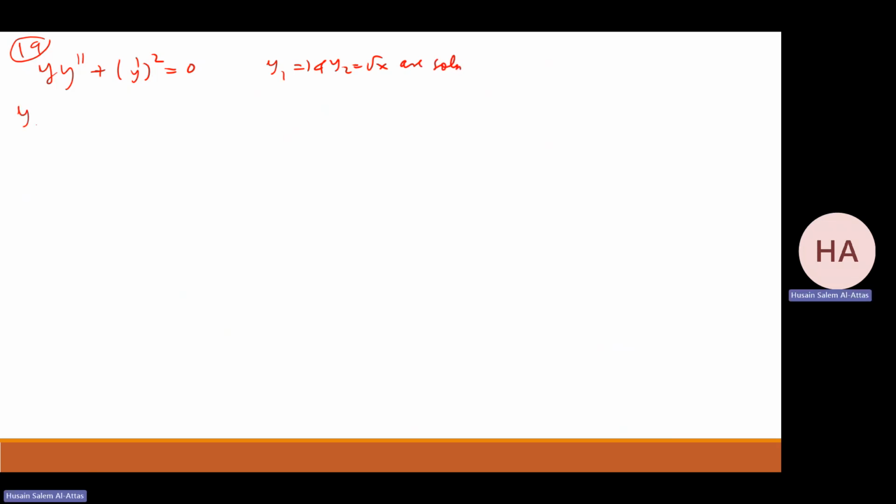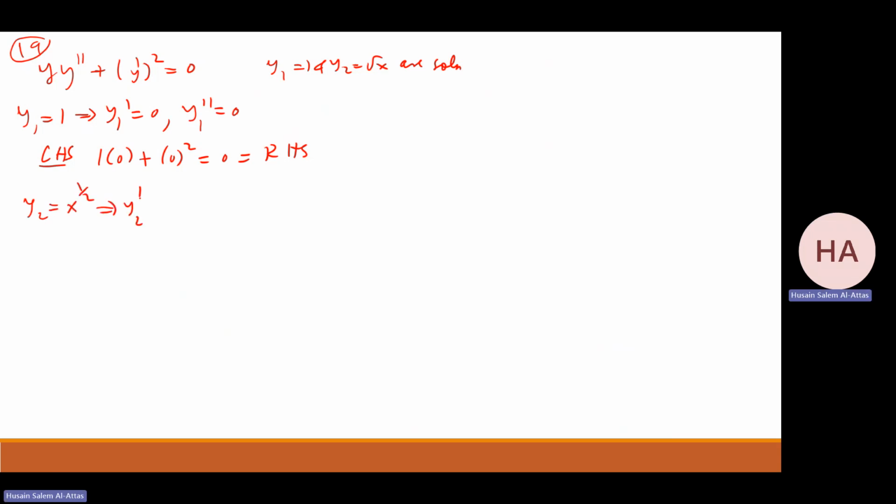So y1 equals 1, so y1 prime equals 0 and y1 double prime equals 0. Very clear, left hand side: 1 times 0 plus 0 squared, which is 0, the right hand side. So we have no problem. y2 equals x to the power half. What is y2 prime? Half x to the minus half. What is y2 double prime? That will be minus 1 over 4 x to the power minus 3 over 2.